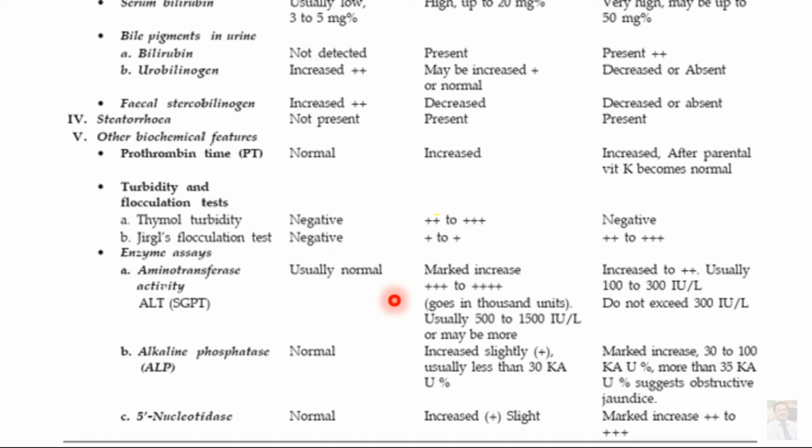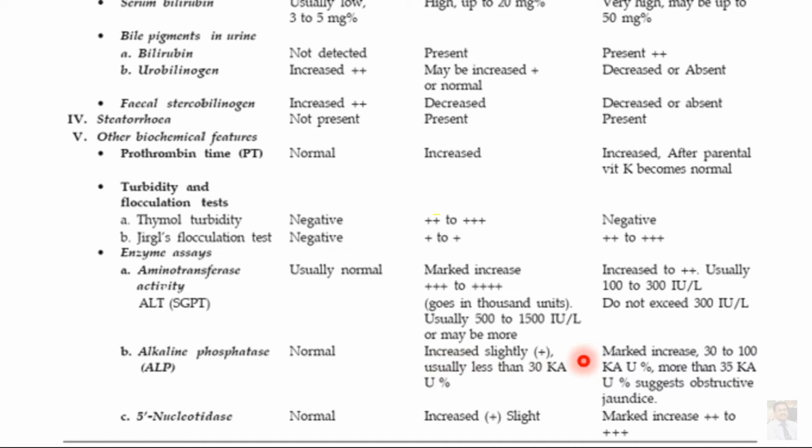So coming to the next test in the enzymes, alkaline phosphatase. It's quite normal in the first one, that is hemolytic jaundice. And you can see here it is increased slightly, only 1 plus, and usually less than 30 KAU. KAU is a level, a single plus level. If it is exceeding 30 KAU, that is the third one, a marked increase of 30 to 100 KAU. That is a unit representing the levels of alkaline phosphatase.